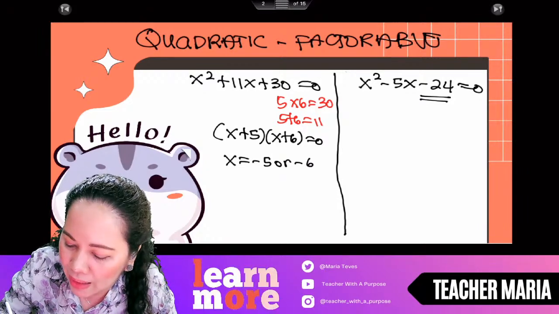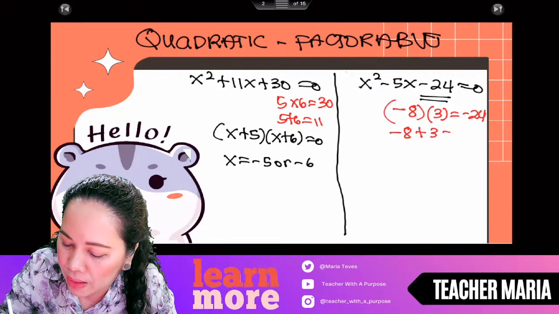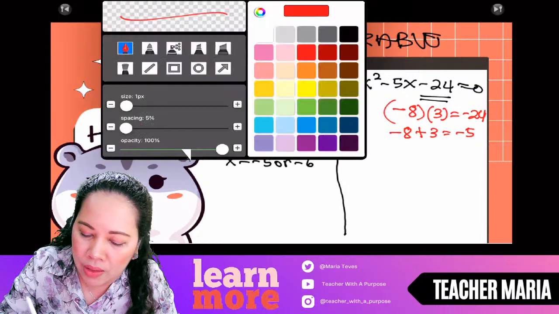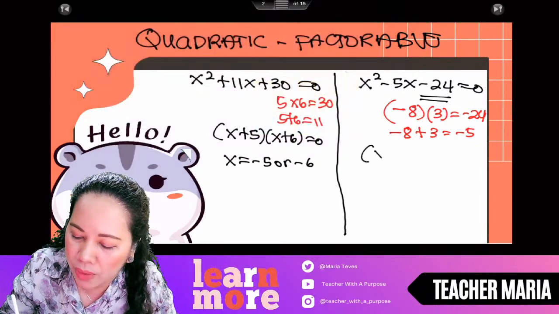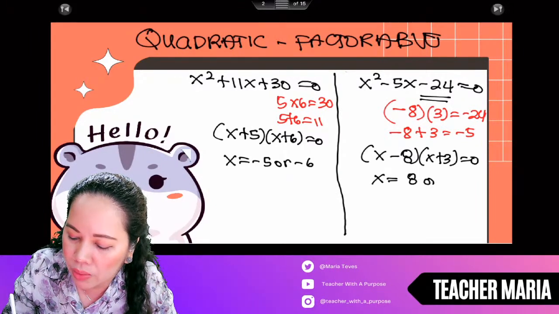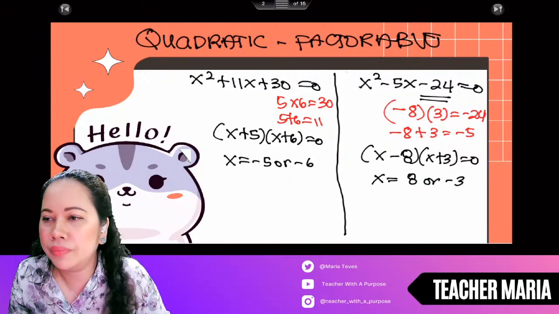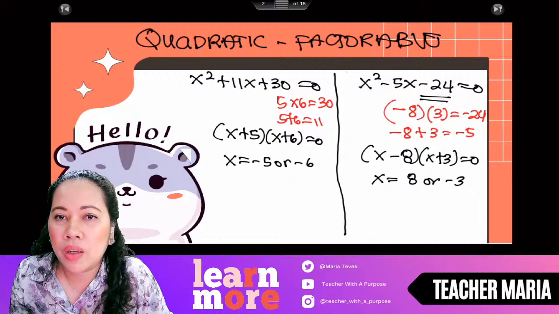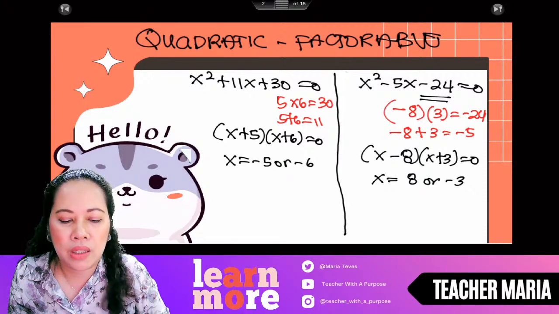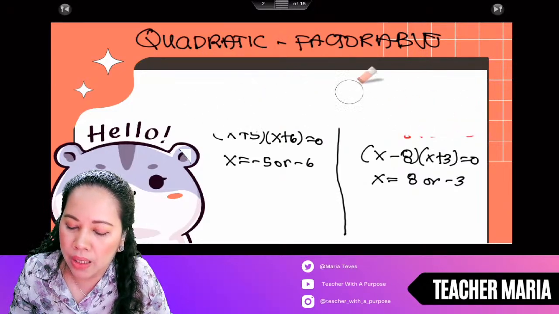Yes, so it's negative 8 times 3, that's negative 24, and negative 8 plus 3 is negative 5. So therefore, the factors here will be x minus 8, x plus 3 equals 0, where x can be 8 or negative 3. All right. Let's go to the last one that we have.